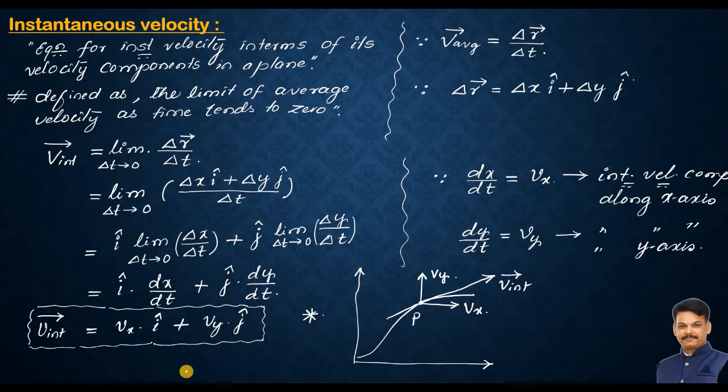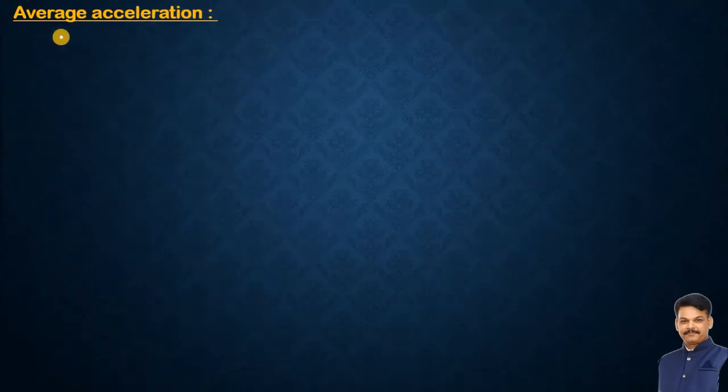Okay, so I hope you got the way of finding the equation for instantaneous velocity and also the way of finding the direction of the instantaneous velocity, right? Of course, dear students, now let us discuss the average acceleration. As we have discussed average velocity and instantaneous velocity, in the same way we need to discuss average acceleration and instantaneous acceleration. So what actually is the average acceleration?